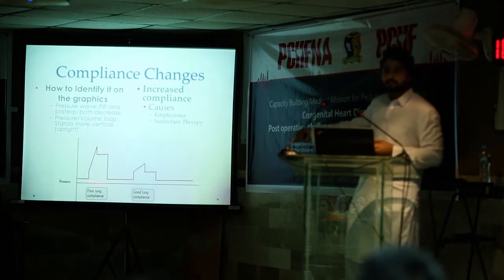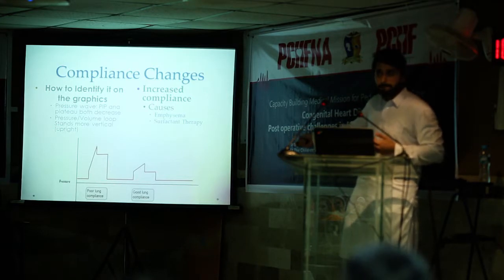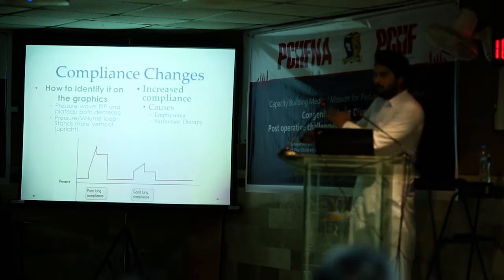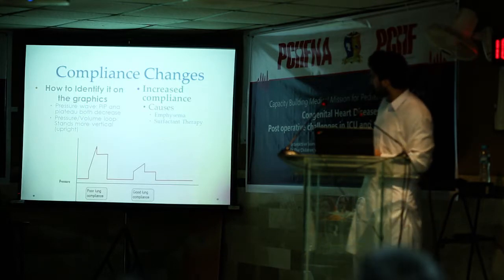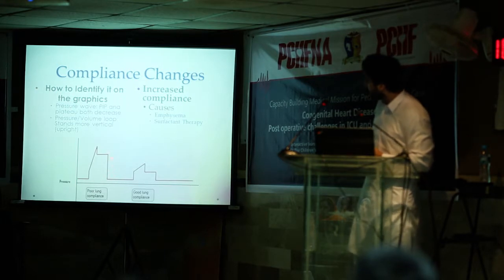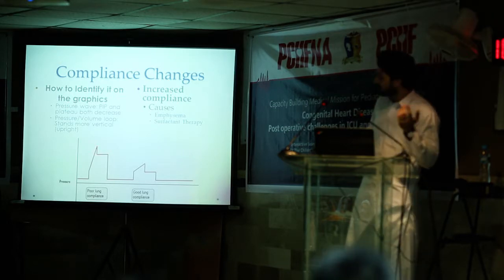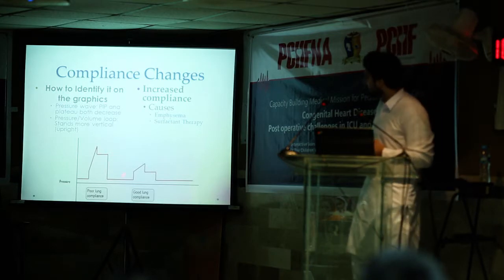So, which waveform is this? Anyone can tell me? This is the pressure waveform. We can easily know that because there is always a PIP and plateau. Here there is a poor compliance. Why? Because you can see the plateau pressure is very high and the difference is normal, there is no big difference. If there is a big difference between the plateau and the PIP, that's a resistance. But here there is no difference, but the plateau is high. So that's poor compliance.